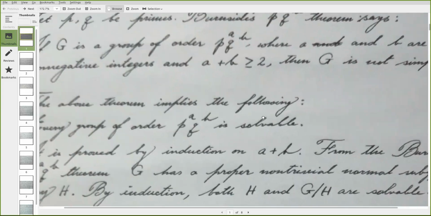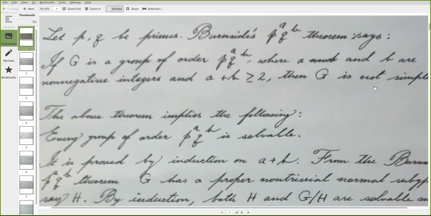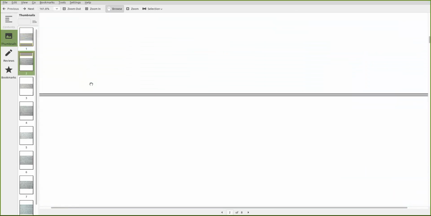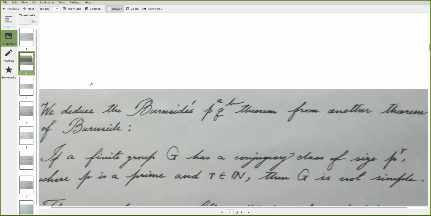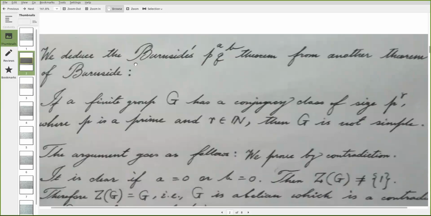All right. So now we will focus on the proof of this theorem of Burnside. Basically what we will do is prove this theorem from another theorem of Burnside, which is also quite interesting in its own right.